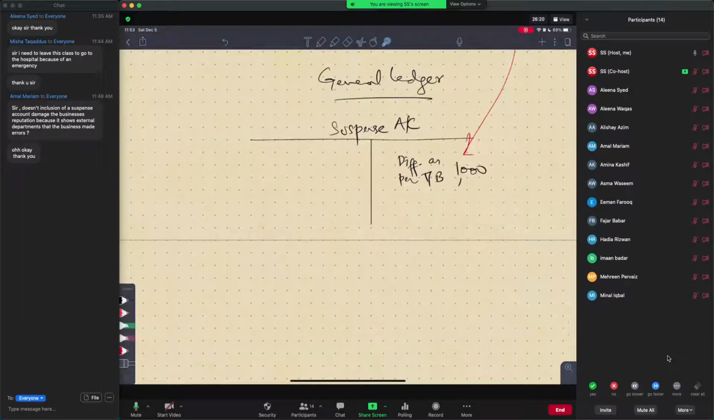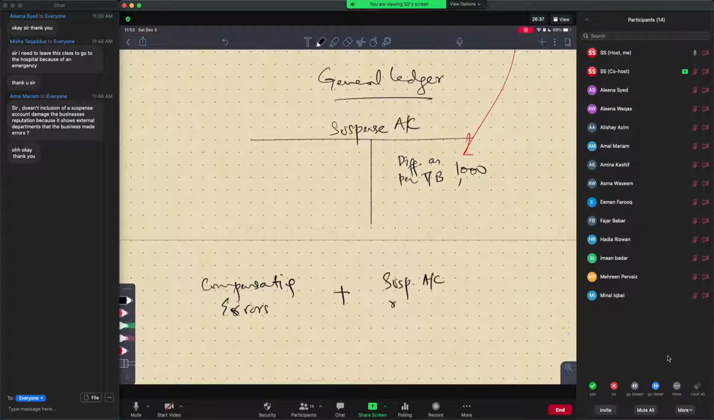And when you find the issue, when you look for these issues, you will find compensating errors as well as the suspense account relevant errors. You will find both of them. When you start looking for the errors, you will find all the errors. So this suspense account is going to be only affected by suspense account relevant errors.